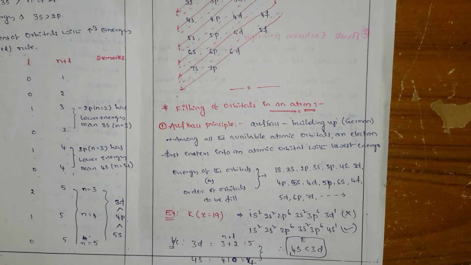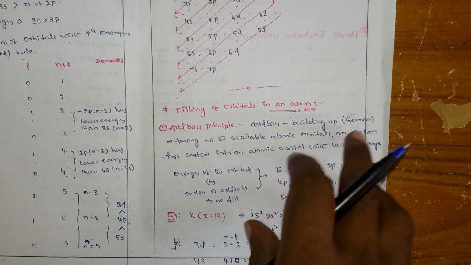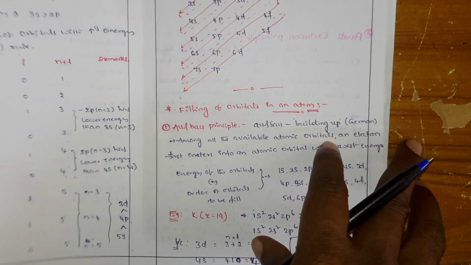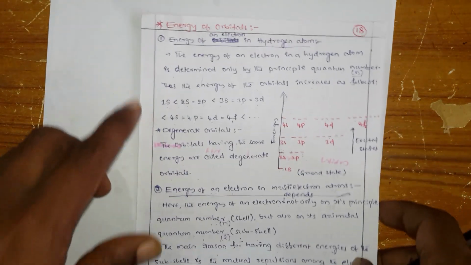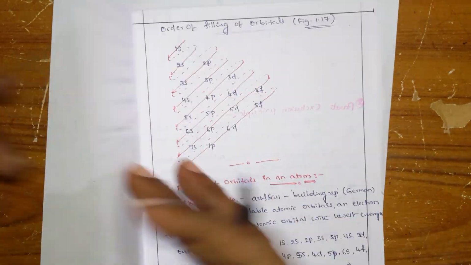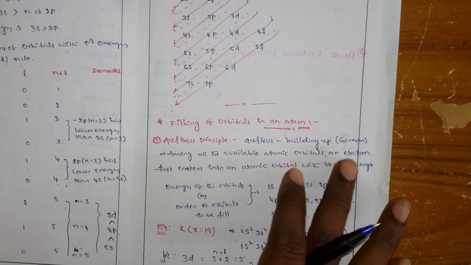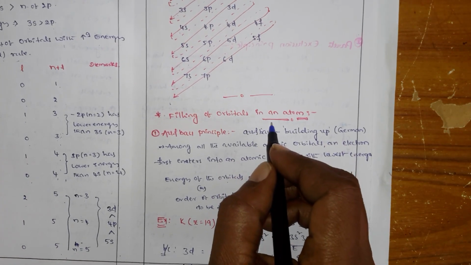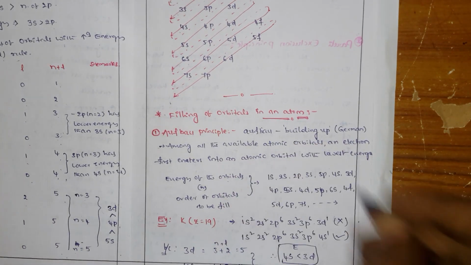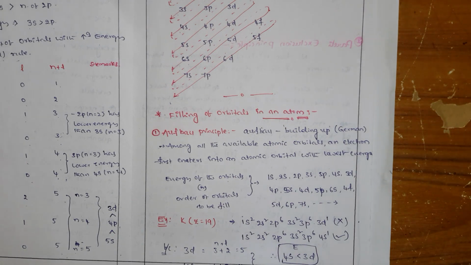Hello students, in the previous lecture we discussed the energy of orbitals, and now in this lecture we are going to start the filling of the orbitals. Filling of orbitals in an atom. What can you fill? We can fill the electrons. Filling of electrons in orbitals.